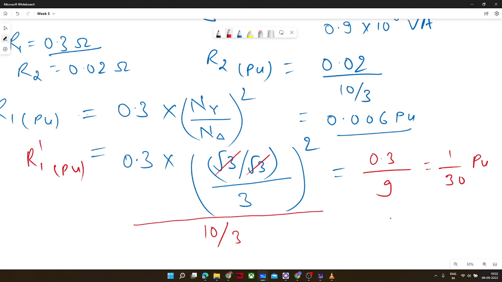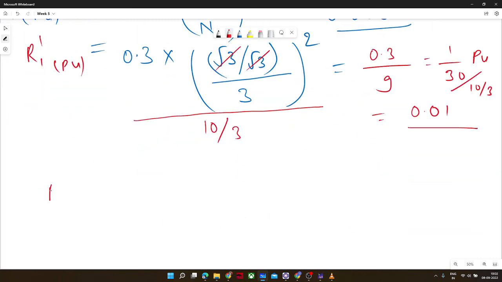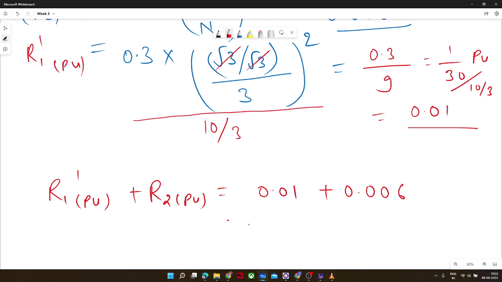And this value will come out to be 0.01 divided by 10 by 3. Okay. So then you will get 0.01. So total per unit value R1 dash PU plus R2 PU is equal to 0.01 plus the earlier one, which was 0.006. So you will get equivalent 0.016 PU. Sorry, R equivalent in per unit, and that will be equal to copper loss in per unit.